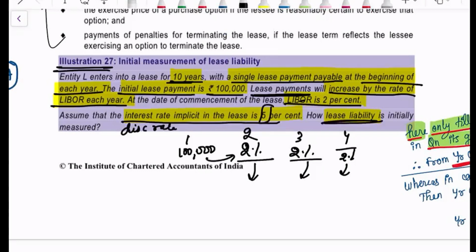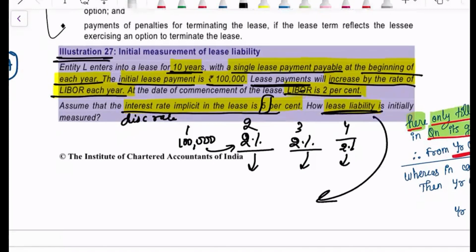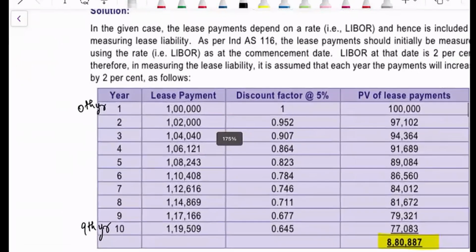And you have to now tell what the lease liability is. So what is the lease liability in simple terms? The lease liability in simple terms is the present value of lease payments. Yes. Okay, fine. So now how are we going to find out the present value of lease payments? First, what lease payments are we going to make every year?